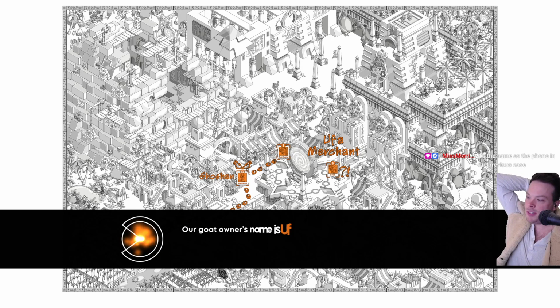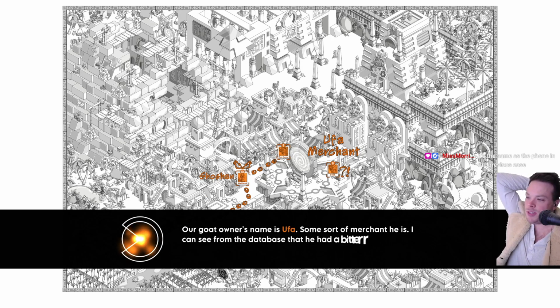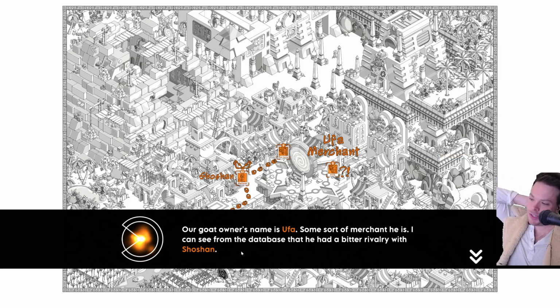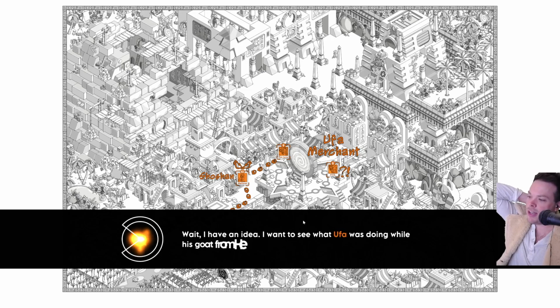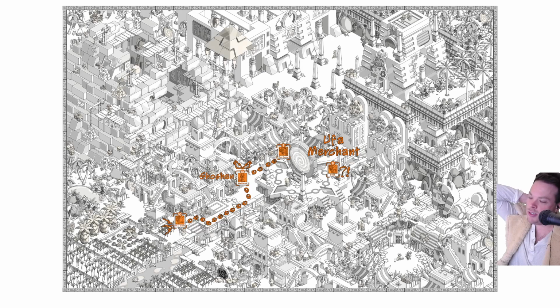Good job, detective. Our goat's name is Ufa, some sort of merchant. He is... We're speaking like Yoda. I can see from the database that he had a bitter rivalry with Shoshan. Wait, I have an idea. I want to see what Ufa was doing while his goat from hell was raising Shoshan's stall.